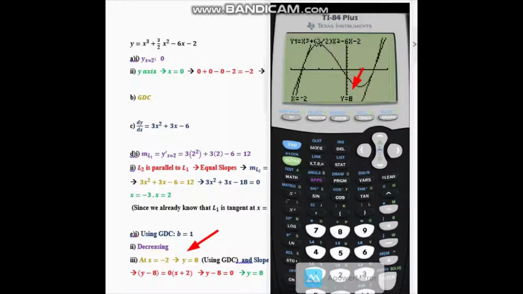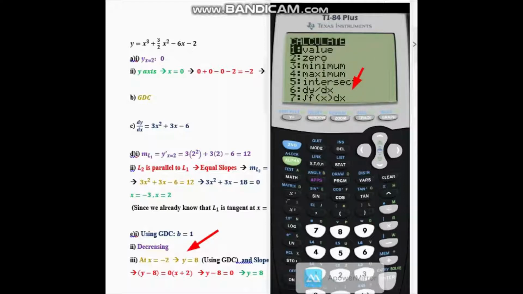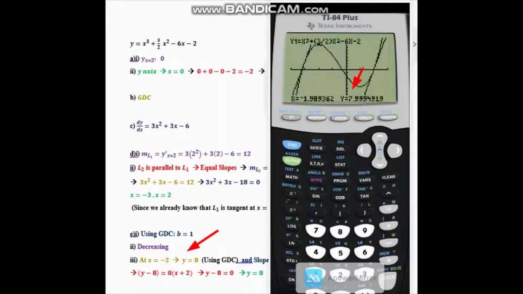I also need the slope when x equals negative 2. So again, second, find the slope at negative 2, and the calculator tells me that the slope is 10 to the power of negative 6. Of course, 10 to the power of negative 6 is 0.000001, which means that the slope is 0. Whenever you find such a small number on the calculator, you understand that this is a machine error. It has to do with the mechanics of the GDC. So you just assume that the calculator means that the slope is 0.